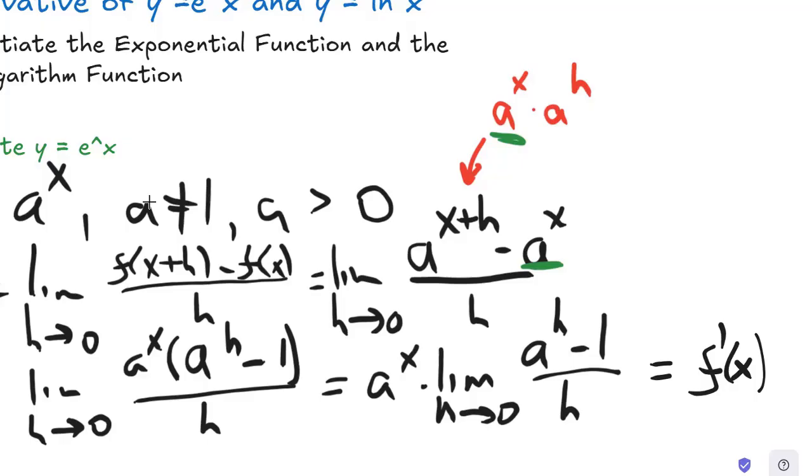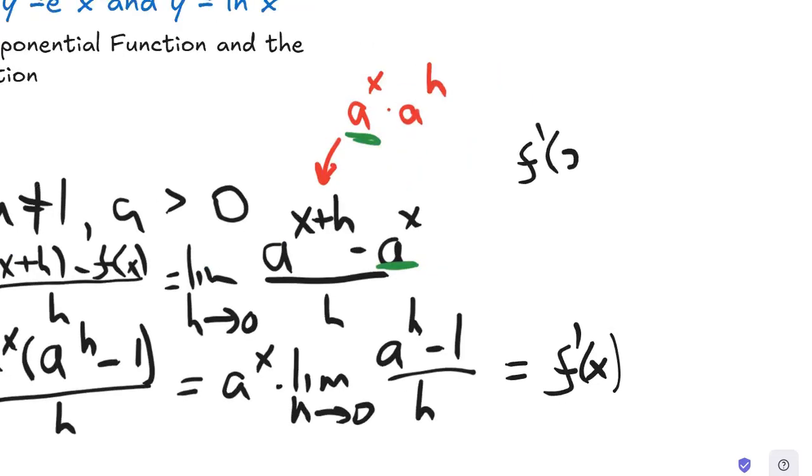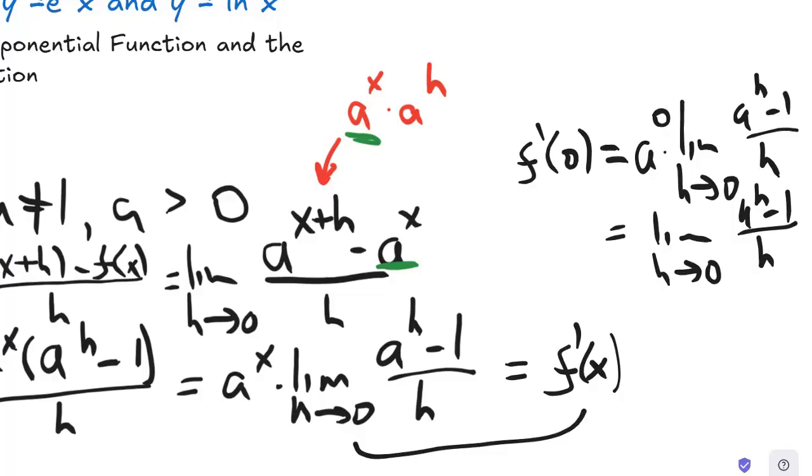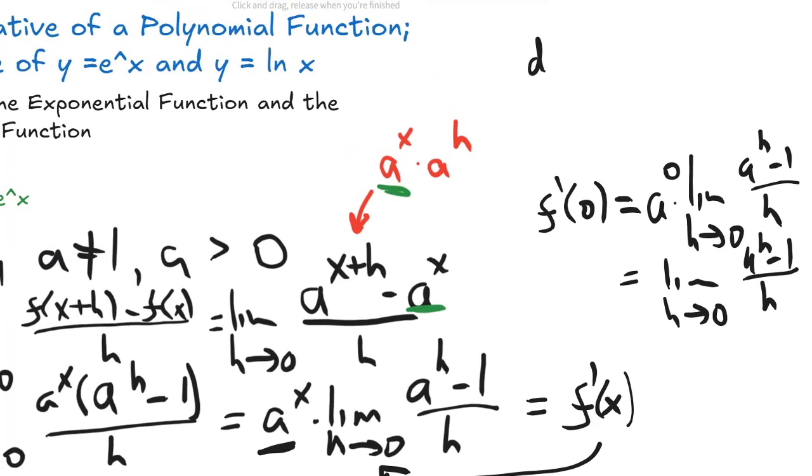Now, there are a couple of observations that we want to make about the derivative of f of x equals a to the x that are significant. First off, if we take f prime of 0, that's going to be a to the 0 times that limit, which would just be that limit, because a to the 0 is just 1. Second, this also tells us that f prime is a multiple of a to the x. If you look at f prime down here, it's based on a to the x times the limit. So in fact, the derivative with respect to x of a to the x is equal to f prime of 0 times a to the x.